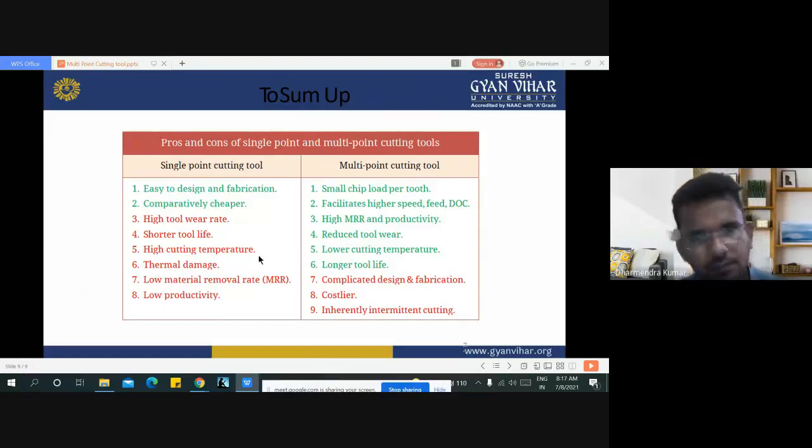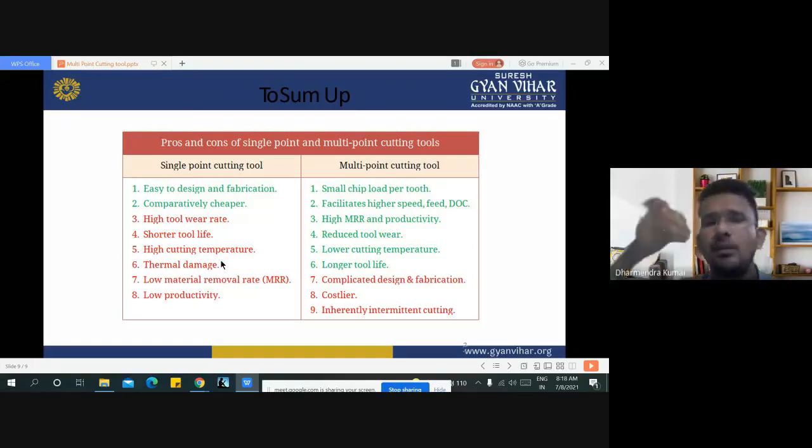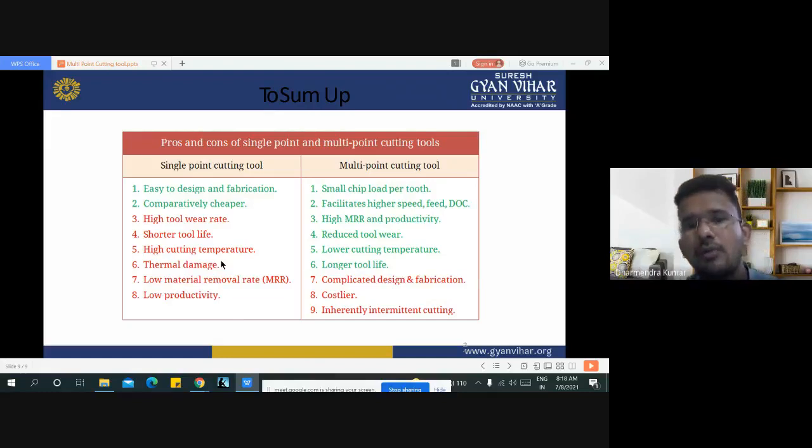A single point cutting tool has a higher cutting temperature, while the multi-point has a lower cutting temperature. Thermal damage occurs due to continuous physical contact between one cutting edge and the workpiece, and this continuous contact generates heat, so there may be chances of thermal damage at the tip or the nose radius of the single point cutting tool. Overall, thermal damage decreases the life of the single point cutting tool.